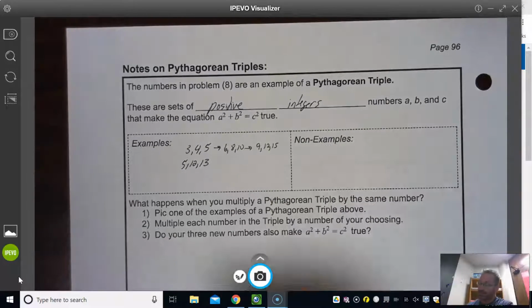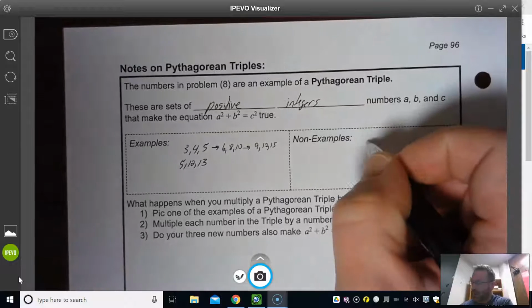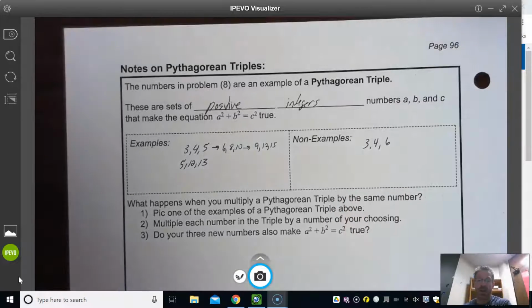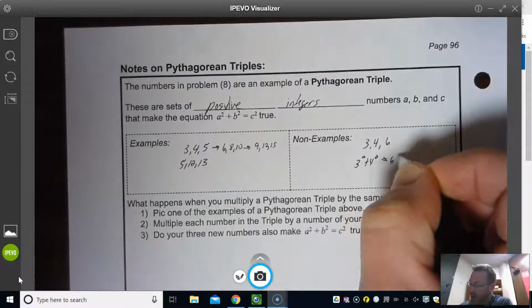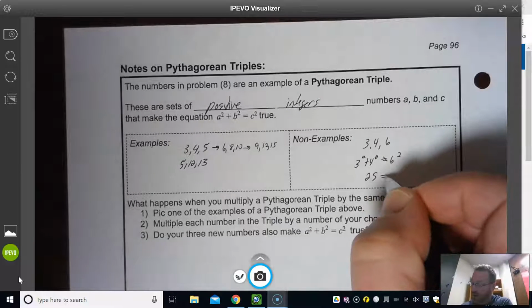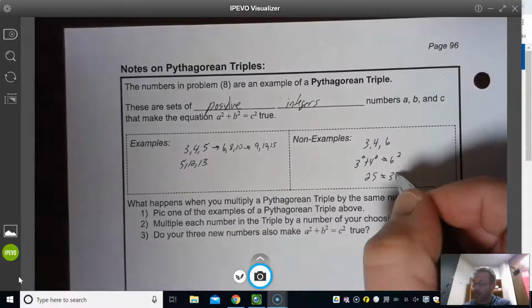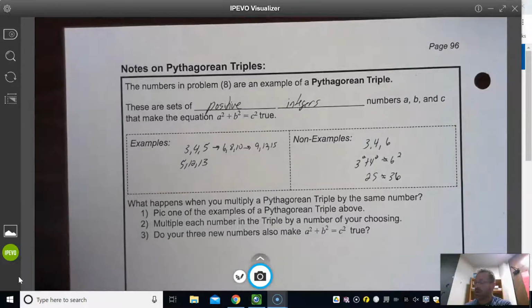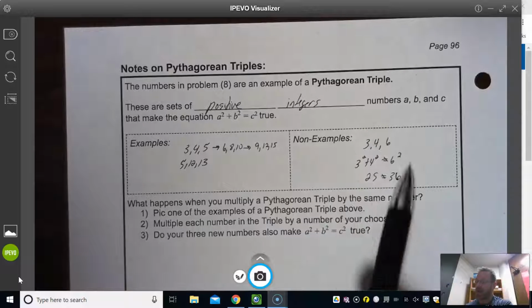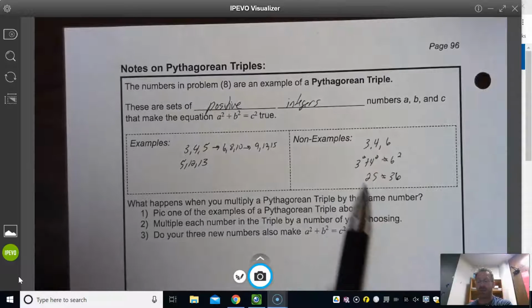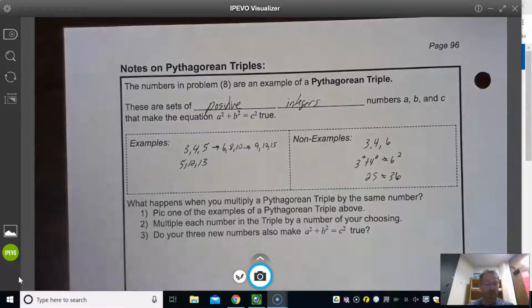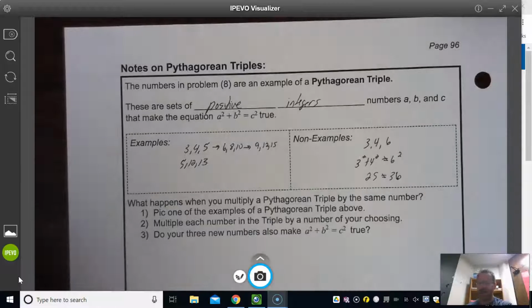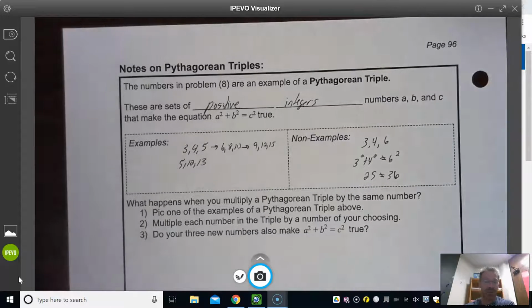A non-example would be something like 3, 4, and 6. If I check that real quick, 3 squared plus 4 squared does not equal 6 squared, so 25 does not equal 36. So that is definitely not a Pythagorean triple. However, what we're going to learn later is that we can use some of these relationships. Even though they're not Pythagorean triples, these will tell us information about certain types of triangles. So that wraps up a very quick lesson on the Pythagorean theorem. Go ahead and finish all your problems in this lesson, and I will see you next time.